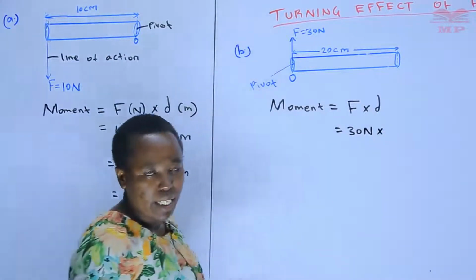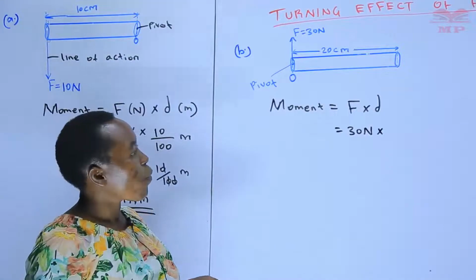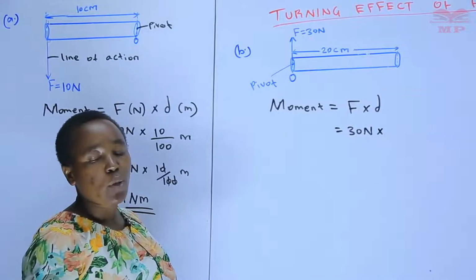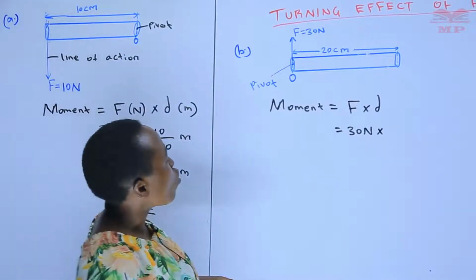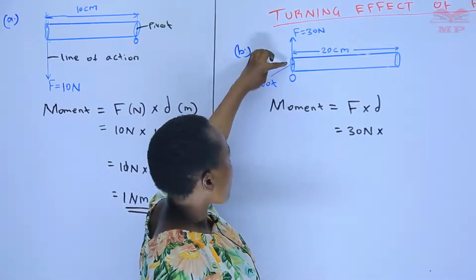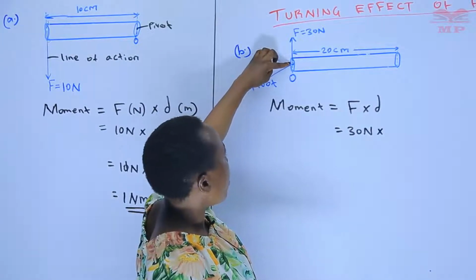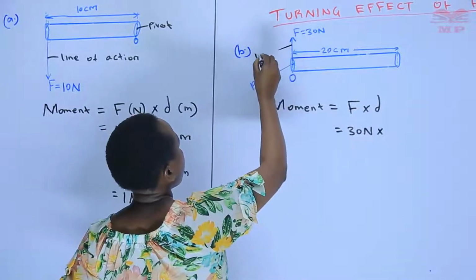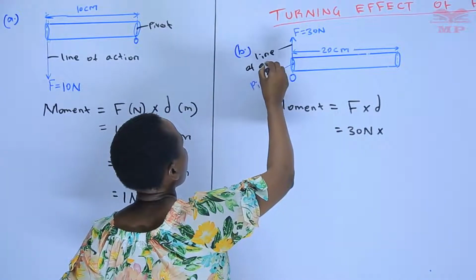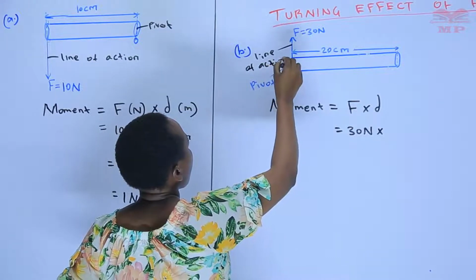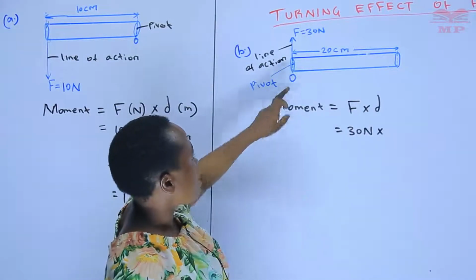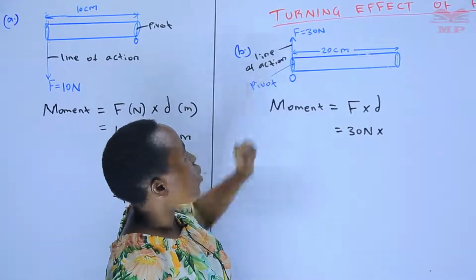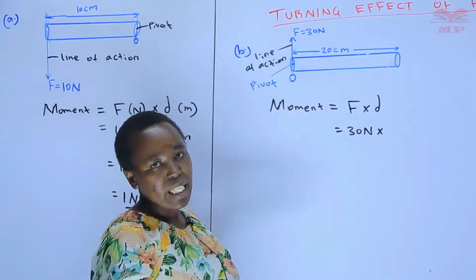Then what is the distance? And now, remember we are talking of the perpendicular distance from the point of support to the line of action. So we need to know, where is our point of support? Our point of support is here. Where is the line of action? Our line of action is here. This line of action. So if I may ask you, what is the distance from the point of support to the line of action? What is the distance there?